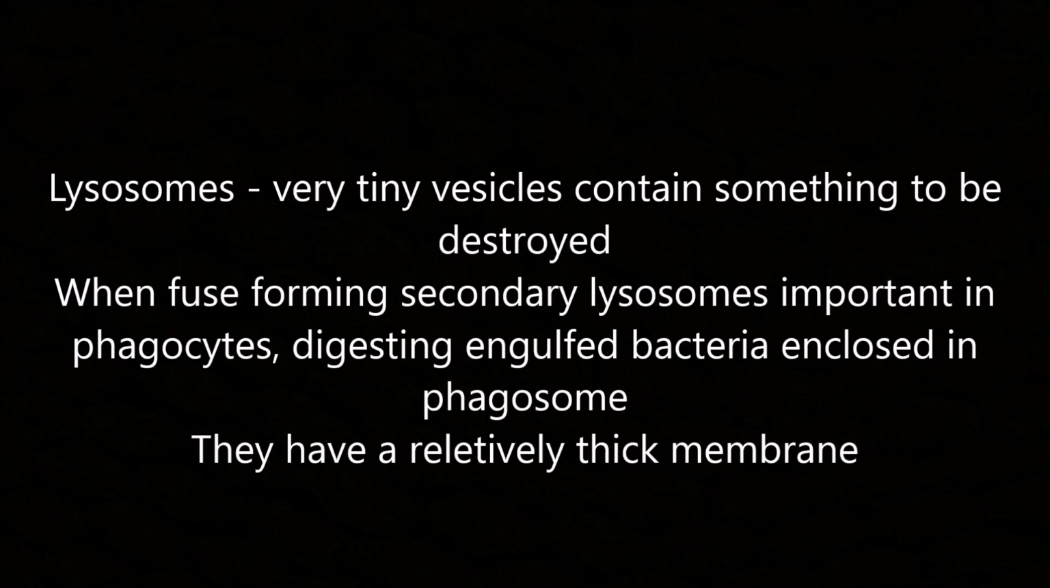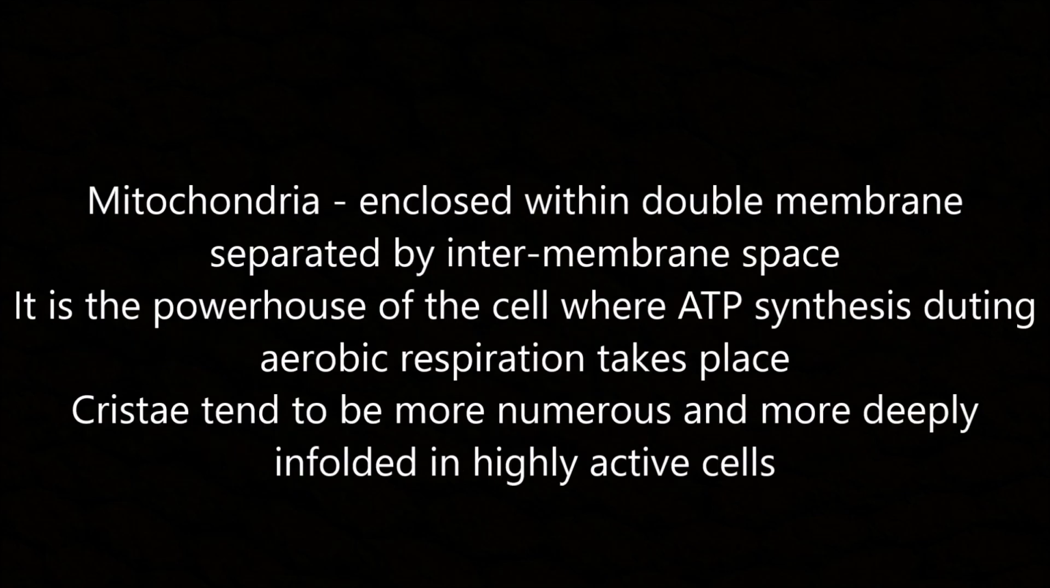Lysosomes are very tiny vesicles containing something to be destroyed. When they fuse, forming secondary lysosomes, which are important in phagocytes, they digest and engulf bacteria, enclosing them in the phagosome. They have a relatively thick membrane. Mitochondria are enclosed within a double membrane separated by an intermembrane space. It is the powerhouse of the cell, where ATP synthesis during aerobic respiration takes place. Cristae tend to be more numerous and more deeply enfolded in highly active cells.